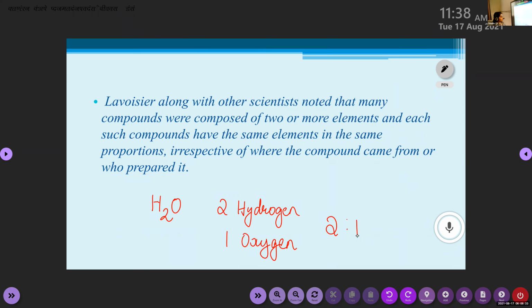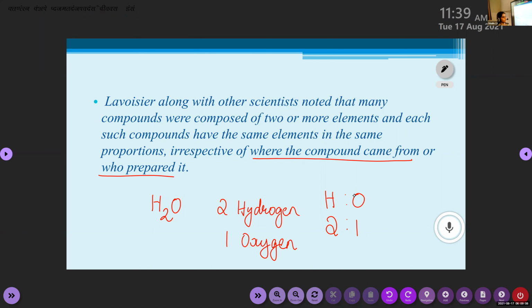So in the case of this compound, it's made up of more than one element. That means 2 different elements are there. They are combined together in the same proportion or same ratio, irrespective of where the compound came from or who prepared it. All the water molecules have a general formula H2O. And the ratio between the elements in this compound will always remain constant. In the case of water, it is always 2:1. That's the ratio of hydrogen to oxygen.